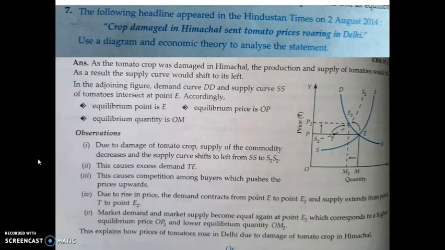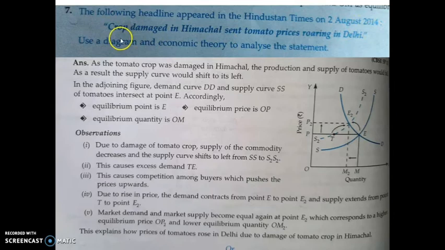Then next is newspaper headline based questions. You can expect such questions in your question paper. This question is based on newspaper headlines. Here the question is: the following headline appeared in the Hindustan Times on 2nd August 2014.